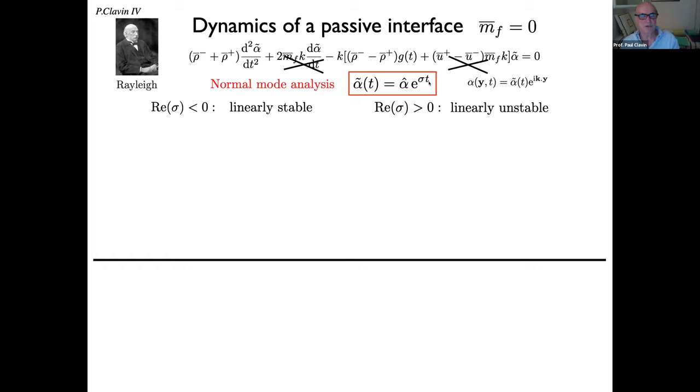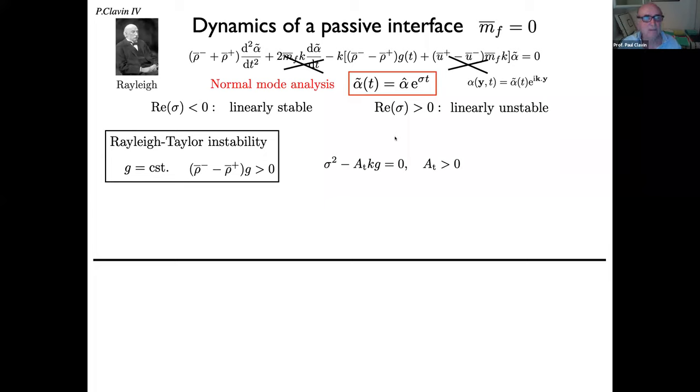So this is a simple way, this normal mode analysis, to discriminate between a linear problem and a non-linear problem. Now, in that case, because you have a simple equation which is written here, you can solve it immediately, and you obtain a second order differential equation for sigma square.